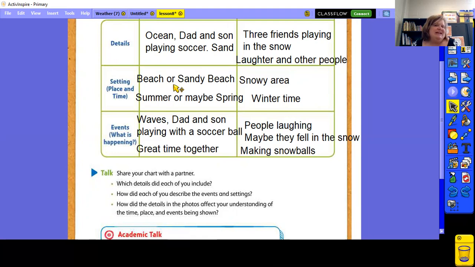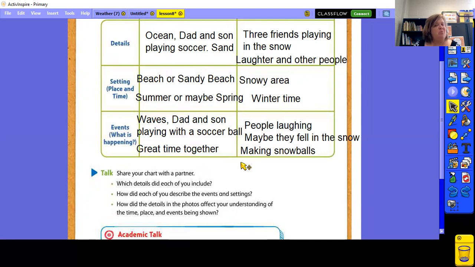Tell me what season it is. Tell me what place it is. Is it the circus? Is it Six Flags? Is it the zoo? Is it just at your home? Is it at a ball field? Tell me where something's taking place and when. And tell me the events that are happening in this story.